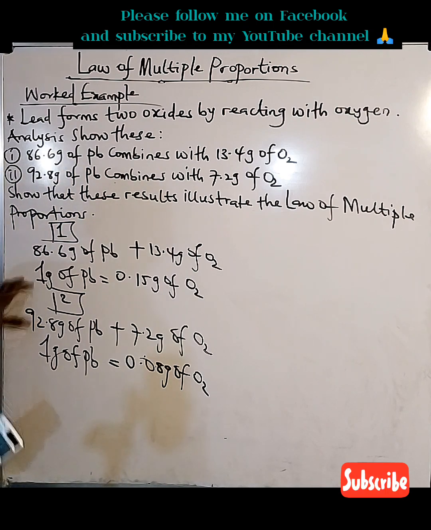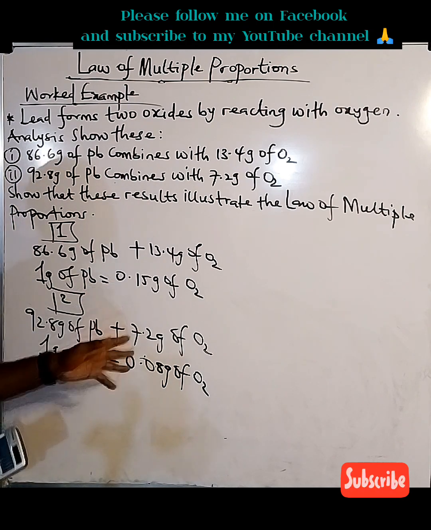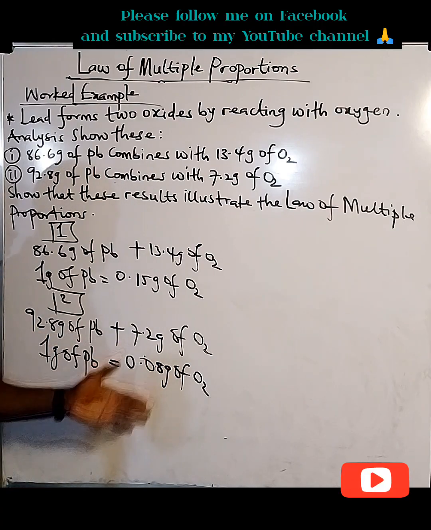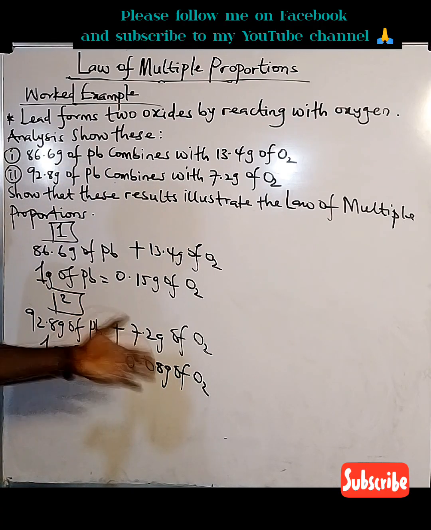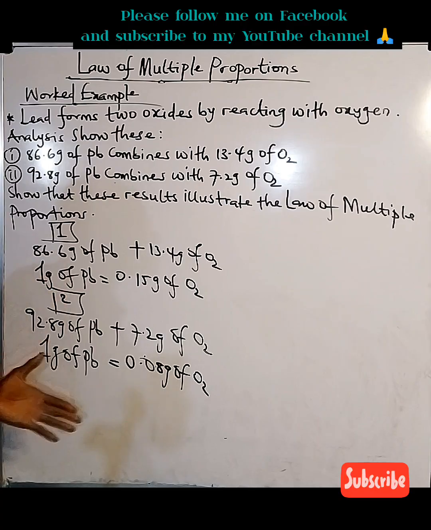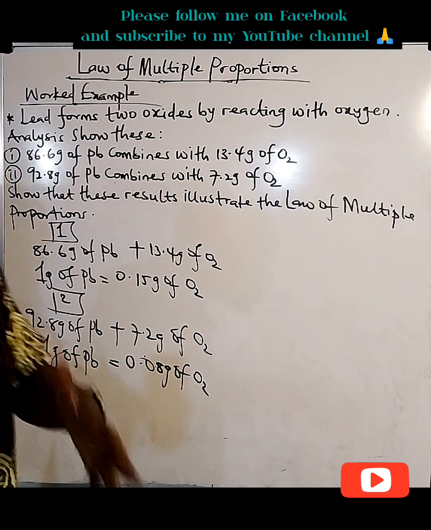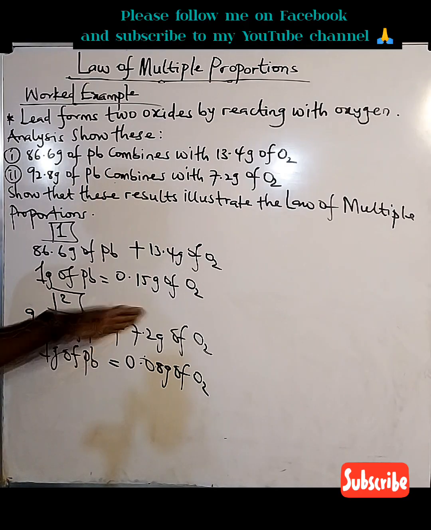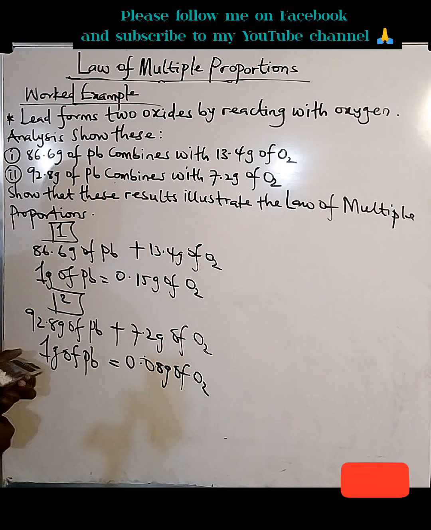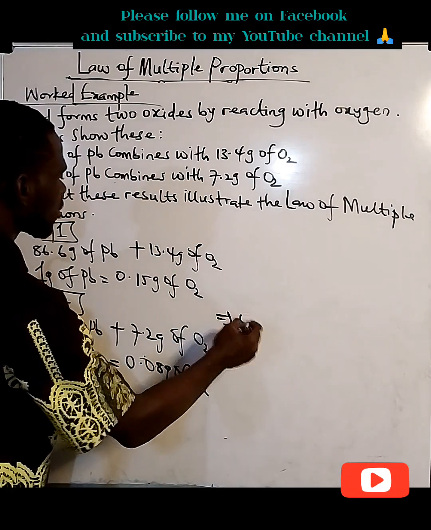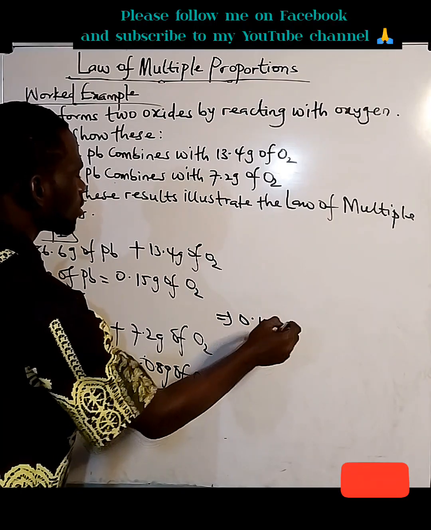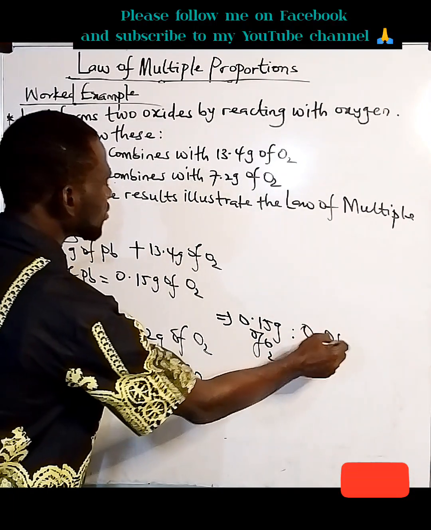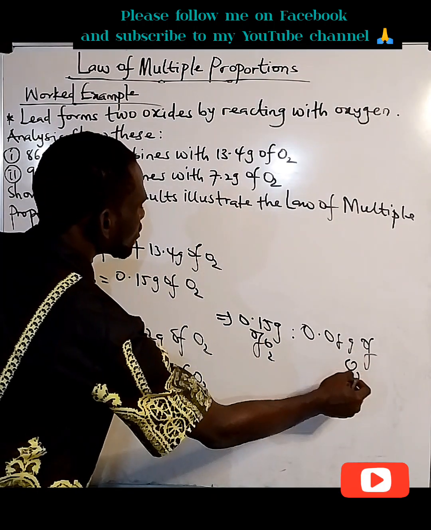As you can see, 1 gram of lead here combines with 0.15 gram of oxygen. Then 1 gram of lead also combines with 0.08 gram of oxygen. So you have the same mass of lead, and different masses of oxygen. You're going to compare them: 0.15 gram of oxygen gas ratio 0.08 gram of oxygen gas.